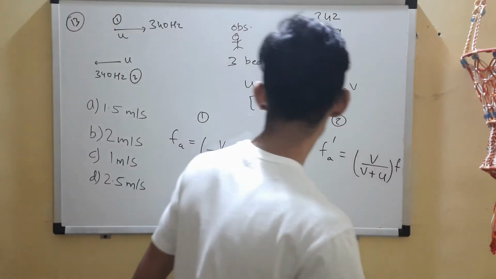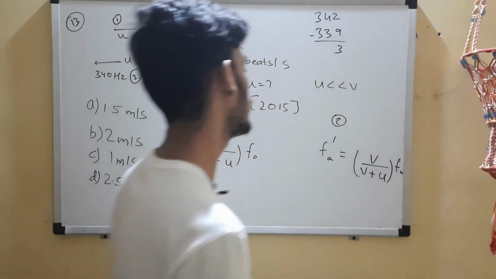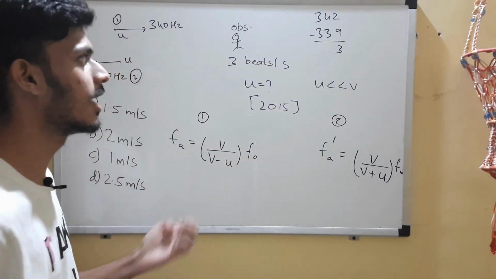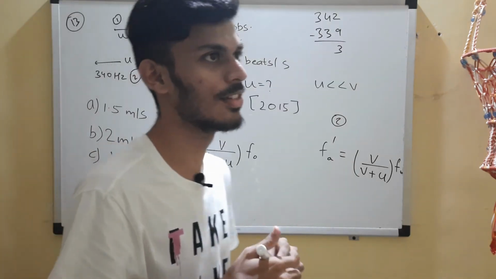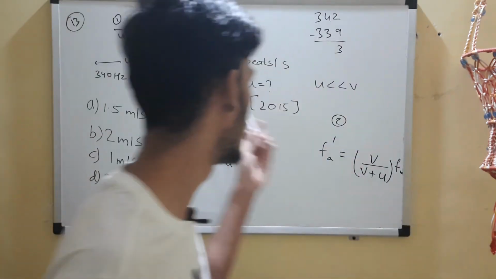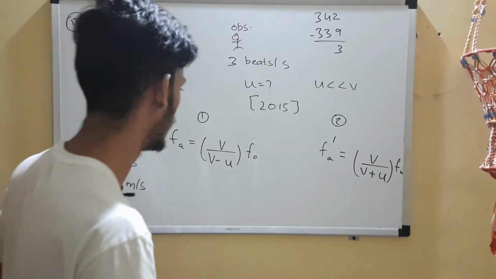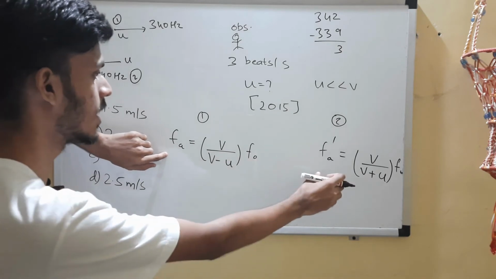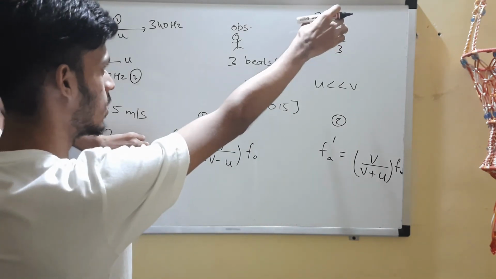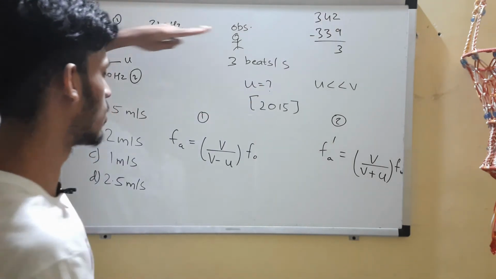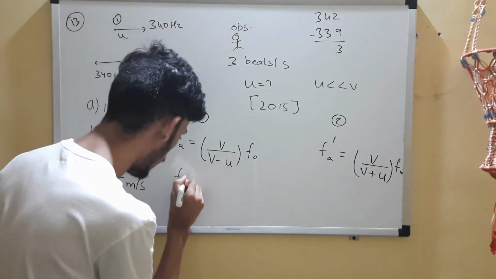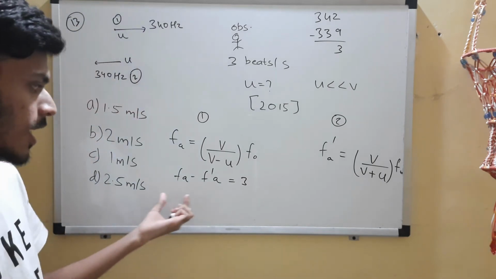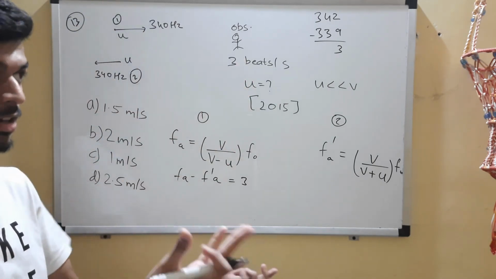So f original. Now you are supposed to find delta f, right? Delta f, the difference, is the thing which is causing the beats. So delta f equals 3. That is the thing that we are going to use. So this one is higher, this one is bigger, this one is smaller, 342. This is approaching, this is bigger. So f_A minus f dash A equals 3. The change in their frequency is 3. That's why he is hearing 3 beats.